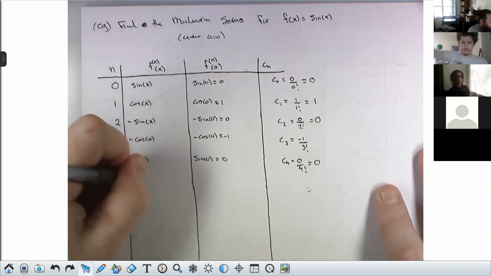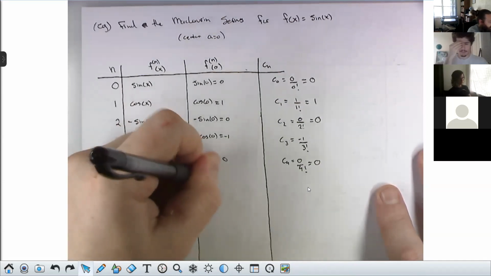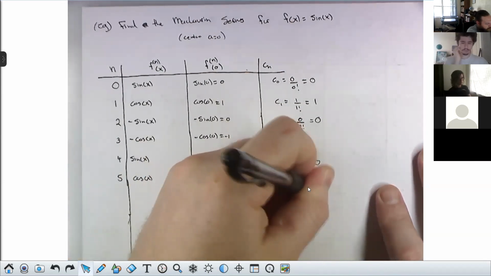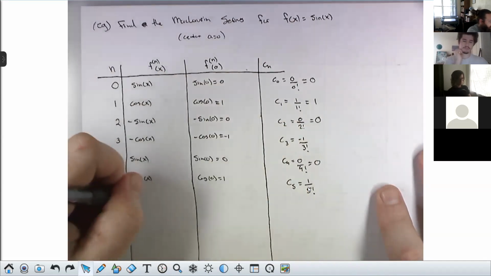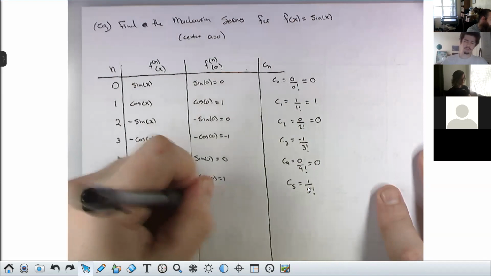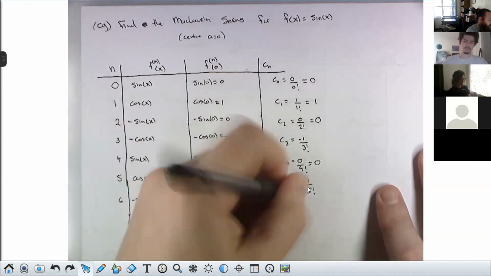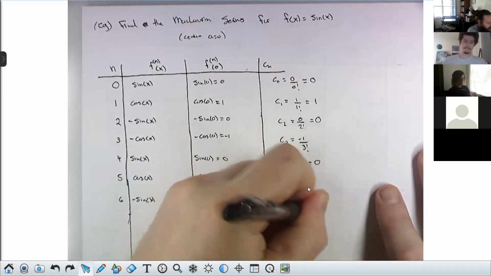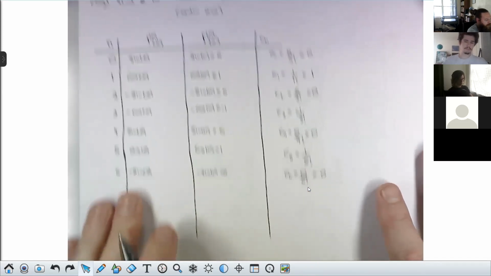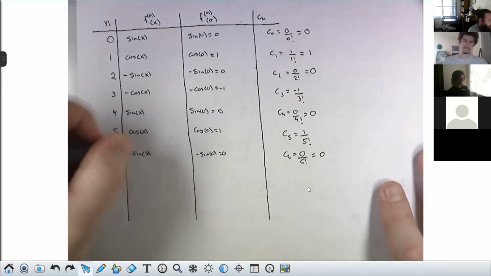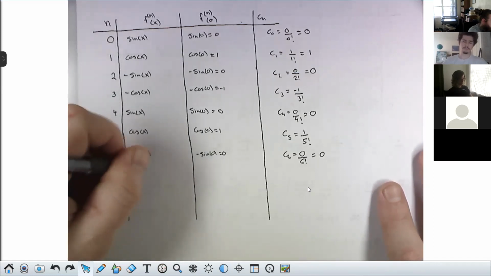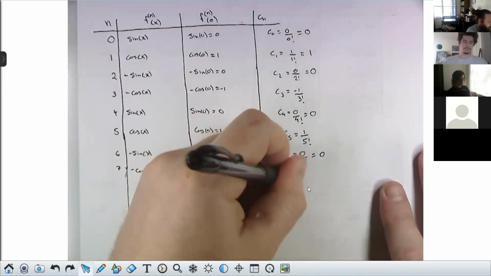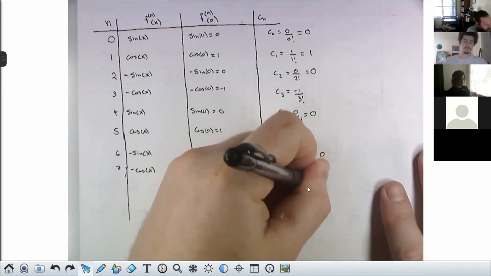When n is 5, we're back to cos x. Cos of 0 is 1. So C5 is positive 1 over 5 factorial. When n is 6, we're back to negative sine x. Negative sine of 0 is 0. So C6 is going to be 0 again, 0 over 6 factorial, which is 0. For n equals 7, the derivative of negative sine x is negative cos x. So that's the negative cos of 0, which is negative 1 again. So C7 is negative 1 over 7 factorial.